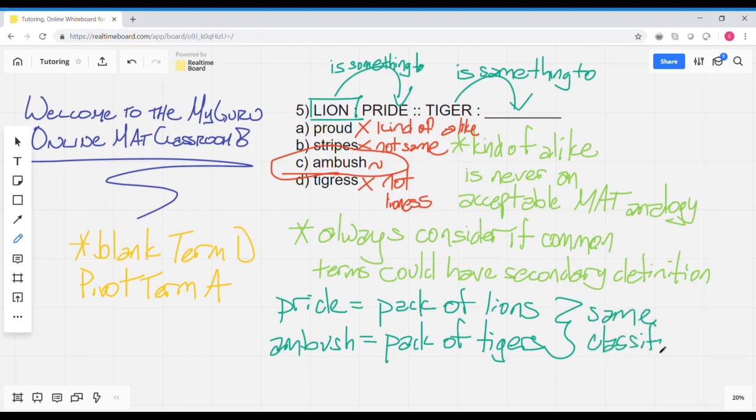But you can see that even if you don't know these rather obscure terms for plural groups of wild animals, you can still get yourself to the right answer choice using this idea of they have to be something to something else, and you have to have the same relationship then between the other pair of terms.